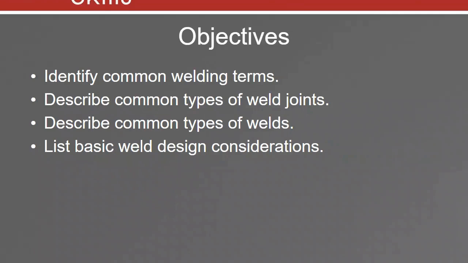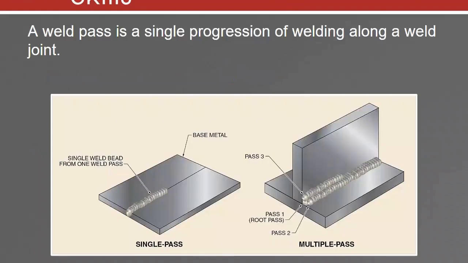A couple of things we're going to do is identify common welding terms. We're going to describe some common types of weld joints, describe common types of welds, and then the basic weld design considerations. A weld pass is a single progression of a weld along a weld joint.